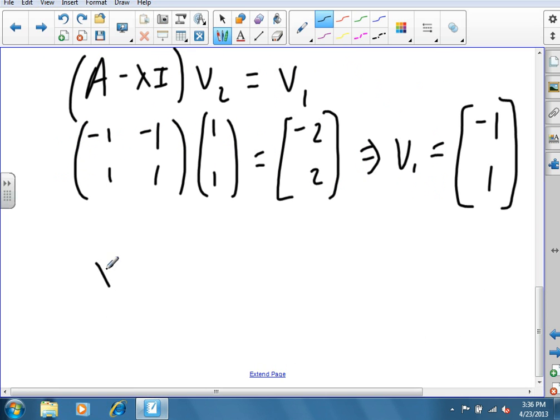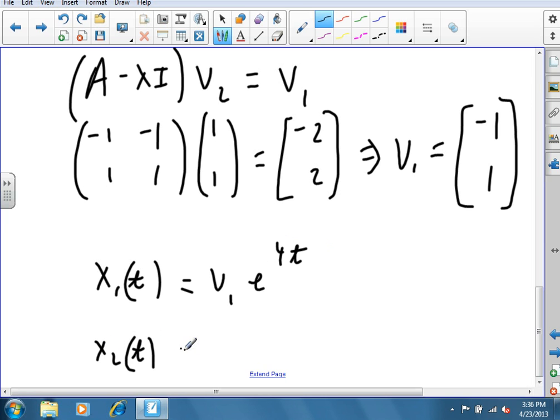Now I know that x1 of t is going to be v1 e to the 4t, and x2 of t is going to be (v1 t plus v2) e to the 4t.